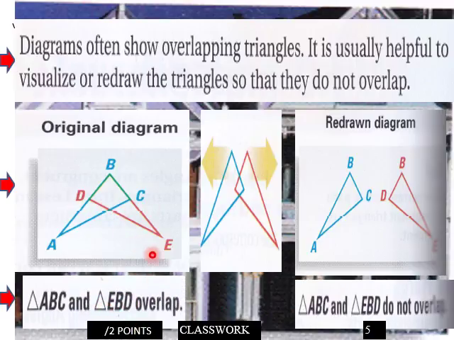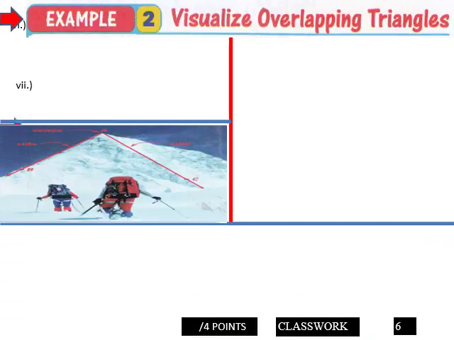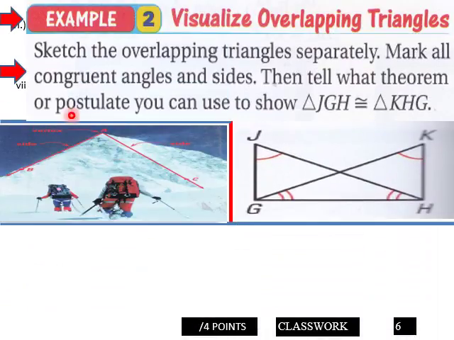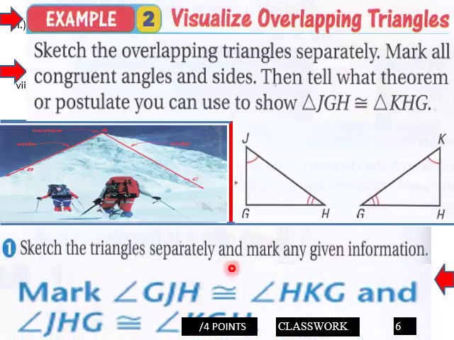ABC and EBD overlap. Yeah, we know that. ABC and EBD do not overlap here. Okay, all right. So visualize overlapping triangles here. Sketch overlapping triangles separately. Mark all congruent angles and sides, and tell what theorem or postulate you can use to show that these two triangles are congruent to each other.